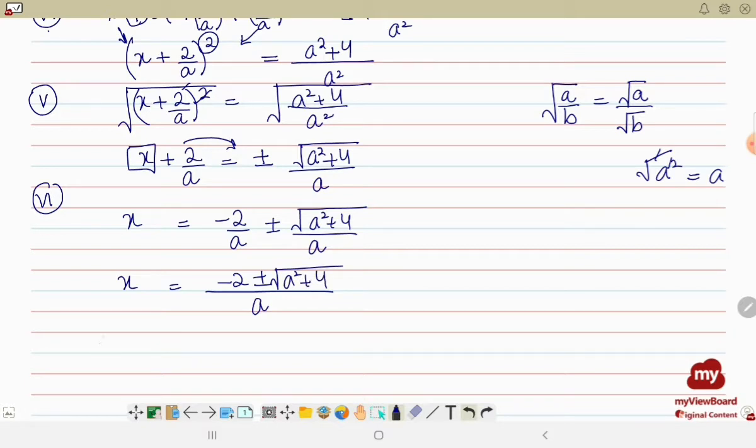So we got the value of x, so this is going to be the solution set. We can write it once with the plus sign and once with the minus sign, and even we can write it collectively. So this is the solution of the quadratic equation by the completing square method. Hope you understand the sum.